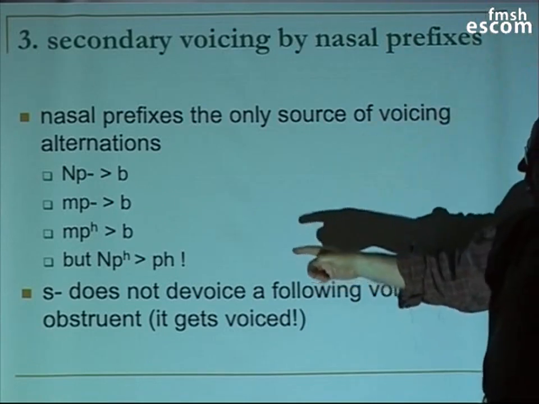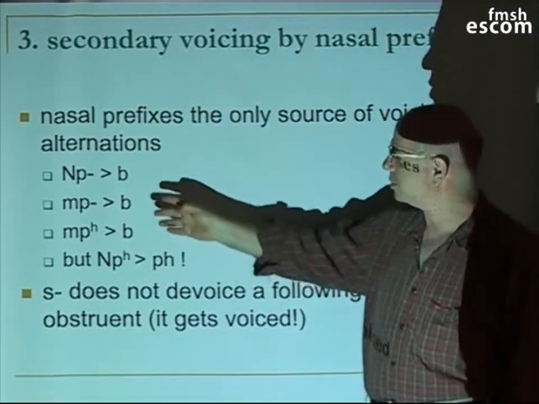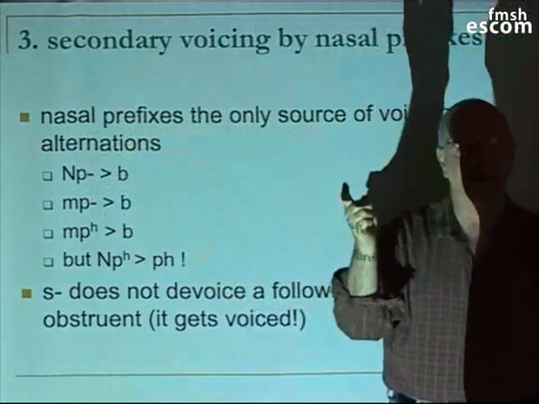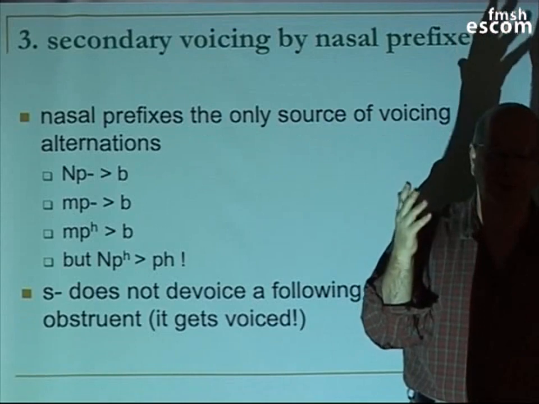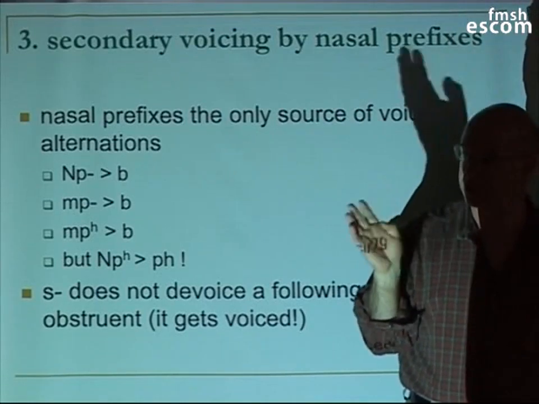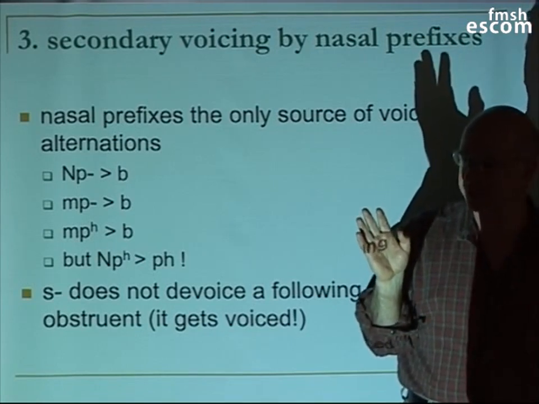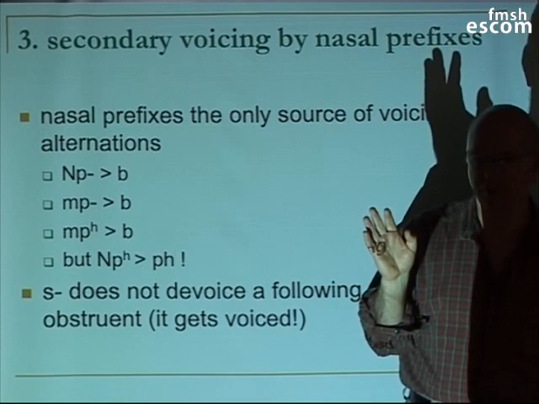All right, so the interpretation that says that the alternation between P and B in words like ye is due to an S prefix doesn't work. I'm not sure, is that clear? Clear? Yes.